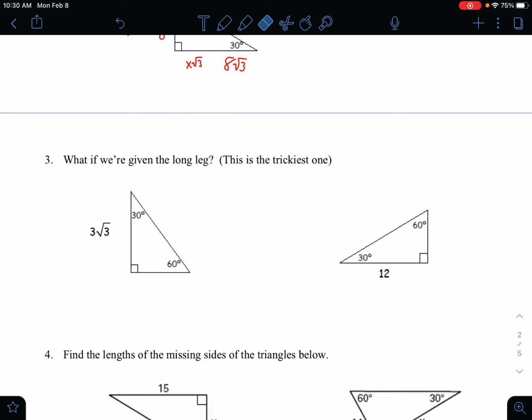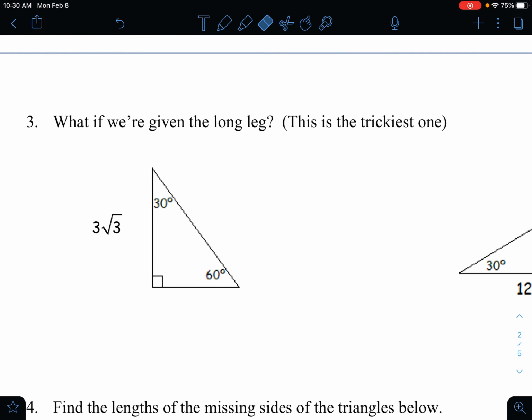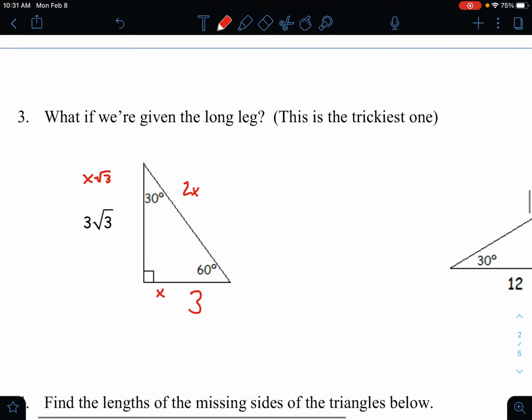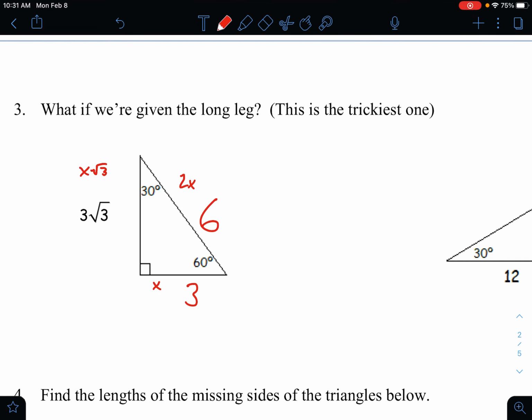All right, and then what if we're given the long leg? This is the trickiest one. Remember, this is x square root 3. This is x. This is 2x, right? Well, if this is x square root 3, then you obviously know x is 3, right? Because x is in front of square root 3. And then 2x would be 6. Okay? The way you solve it mathematically, again, you just divide by square root of 3. Divide by square root of 3. Those cancel, you get 3.